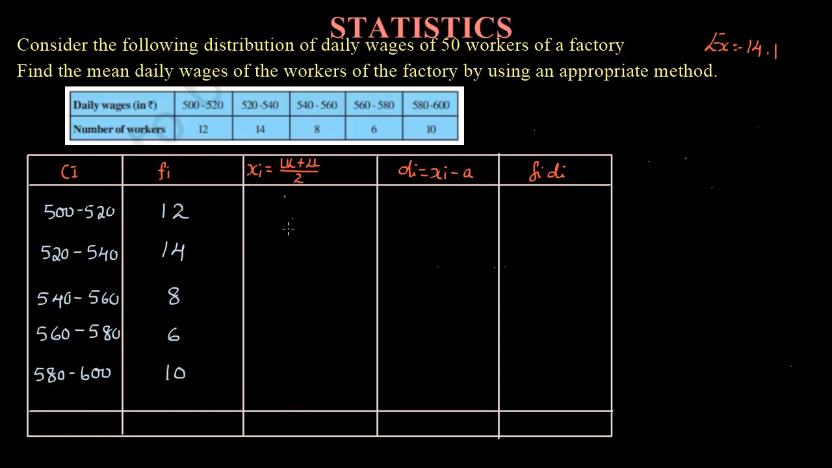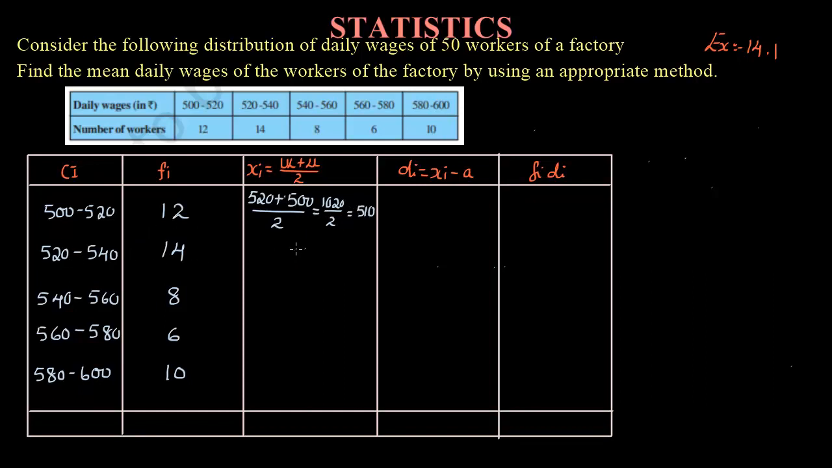The next column will be the midpoint or the class mark. How to find the midpoint? We will be finding the midpoint by using this formula: upper limit plus lower limit divided by 2. So for this particular interval, what is the upper limit? We have the upper limit 520. What is the lower limit? It is 500. So it will be 1020, right? After adding, divided by 2. So you will be getting here 510, right?